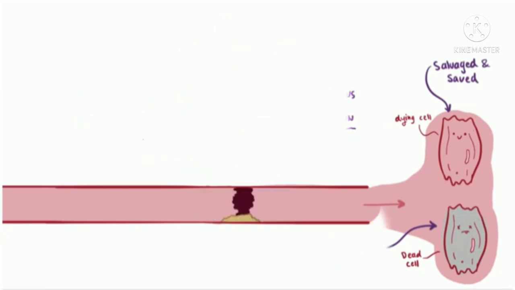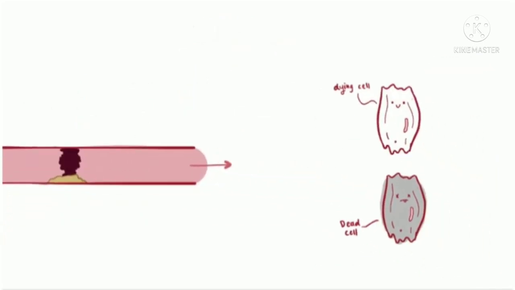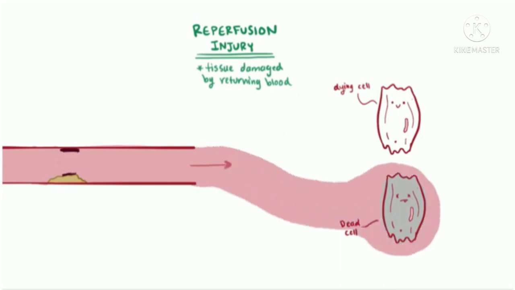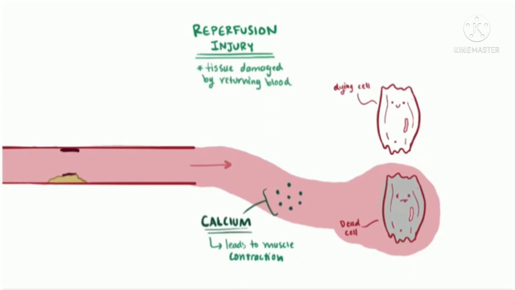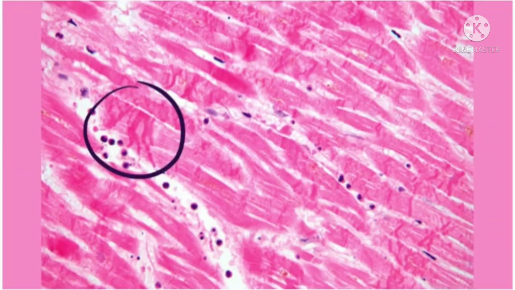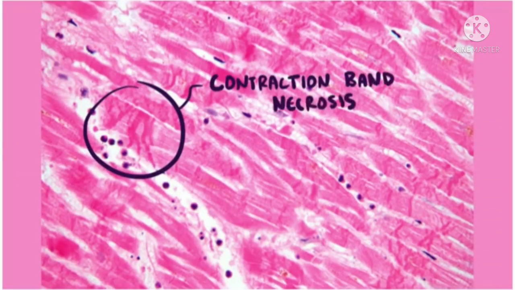necrosis. Now, an important complication of re-establishing perfusion, or reperfusion therapy, is reperfusion injury, where tissue is damaged by returning blood flow. And this is thought to happen because of a couple mechanisms. First, blood flowing back to the cells brings this influx of calcium. And since calcium leads to muscle contraction, the irreversibly damaged cells contract. And since they've been irreversibly damaged, they get stuck like that and can't relax. This shows up on histology as this characteristic contraction band necrosis.